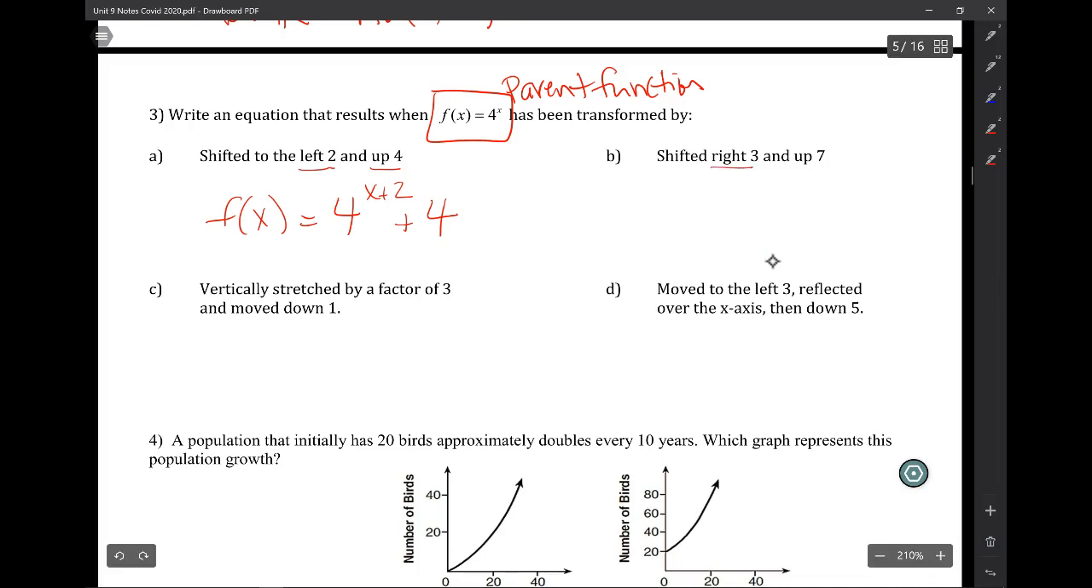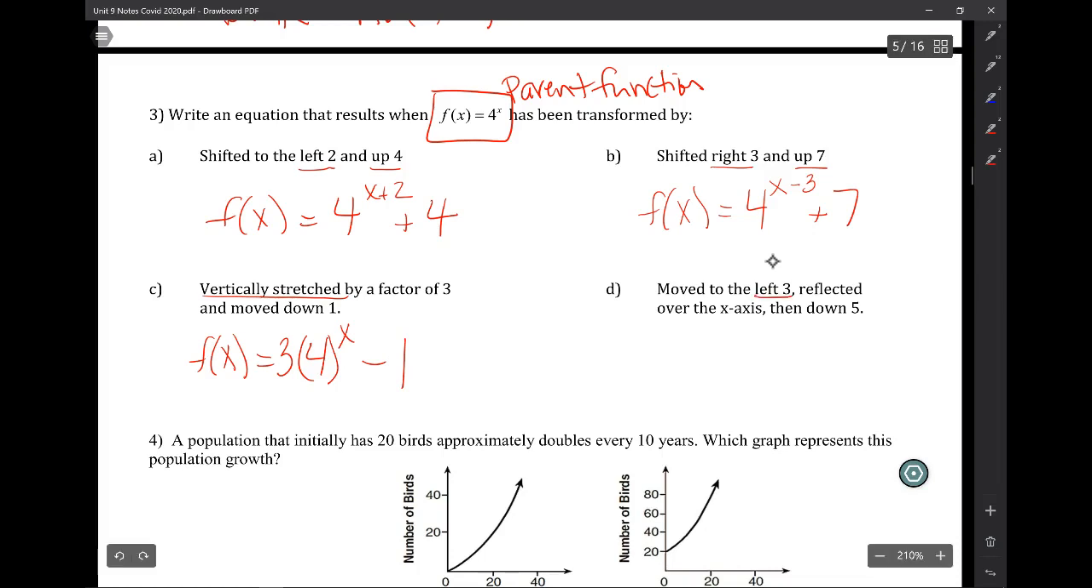So the next one is right 3 and up 7. So start with your parent function, and then we want to manipulate it by shifting it right. So that would be a -3 up with the x, and then a +7 to shift it up 7. Vertically stretching by a factor of 3, here's our parent function. If I want to stretch that, I need to put a 3 out front, and then I want to shift it down 1.